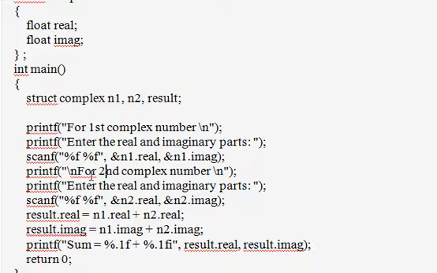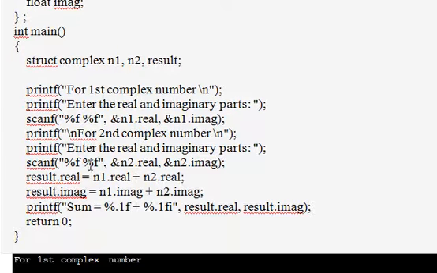Next I am asking for the second complex number. Enter real and imaginary parts for the second complex number. Again we have to enter two float values, one the real part and the second the imaginary part of the second complex number. To store the two float values I am writing scanf %f. The first value will be stored in n2 dot real and the second in n2 dot imaginary. So n2 dot real and n2 dot imaginary give the second complex number.